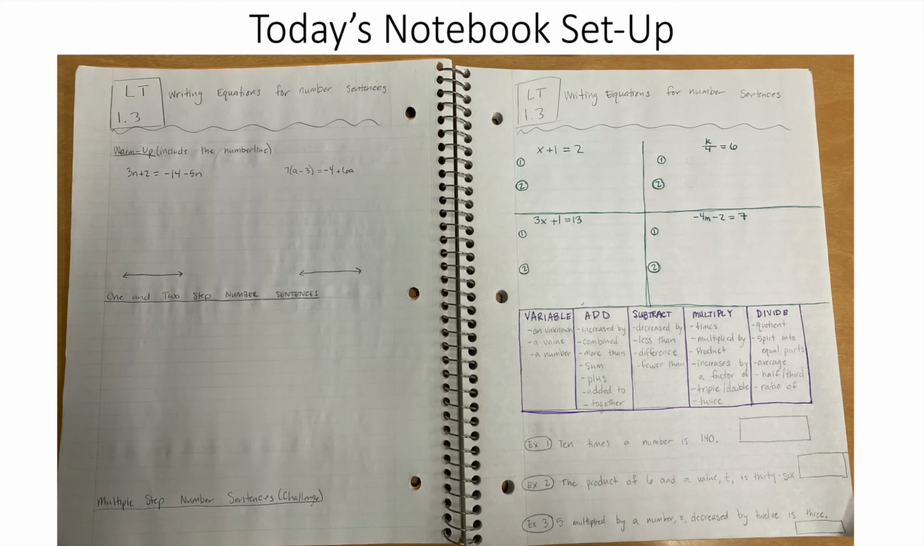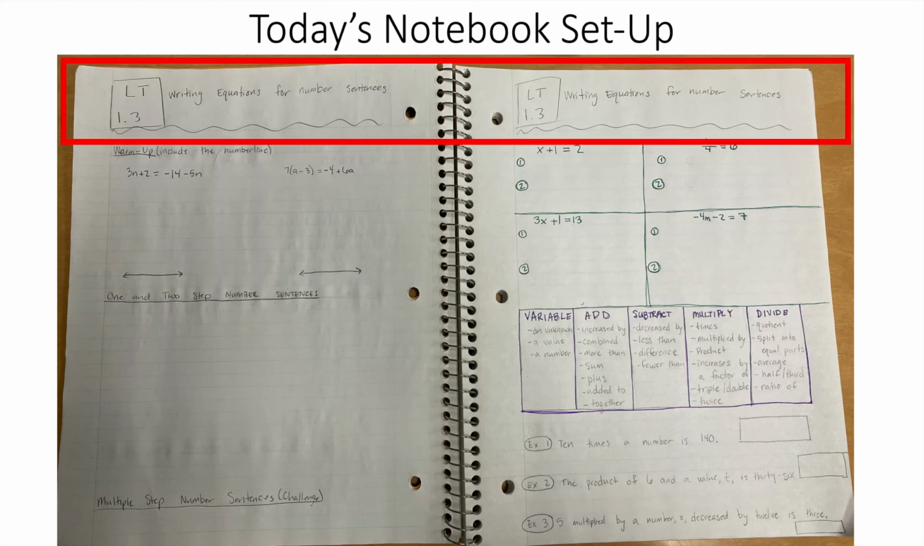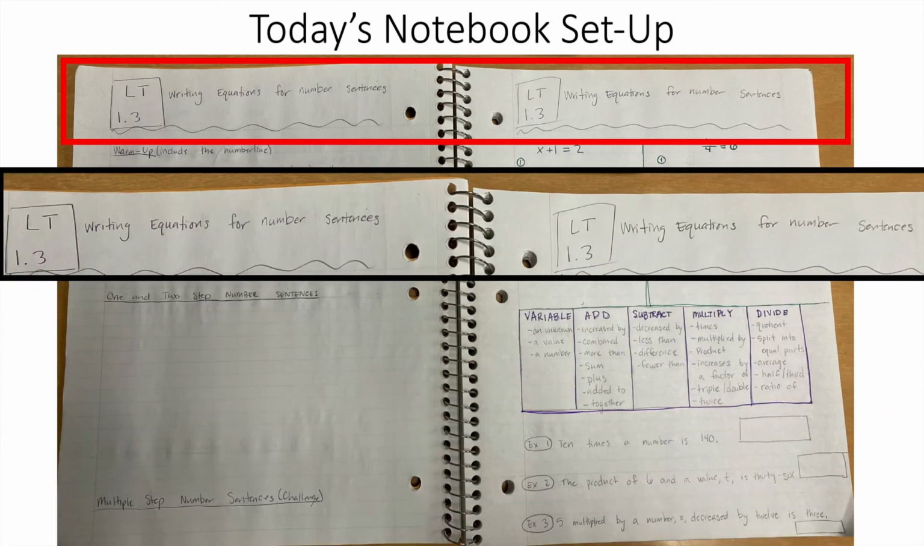Let's set up our notebooks for today. So at the top, we are on Learning Target 1.3. We're going to be writing equations for number sentences. So do me a favor, make sure that that's written at the top of the right and the left page of your notebook. If you need more time to write that down, pause the video now.